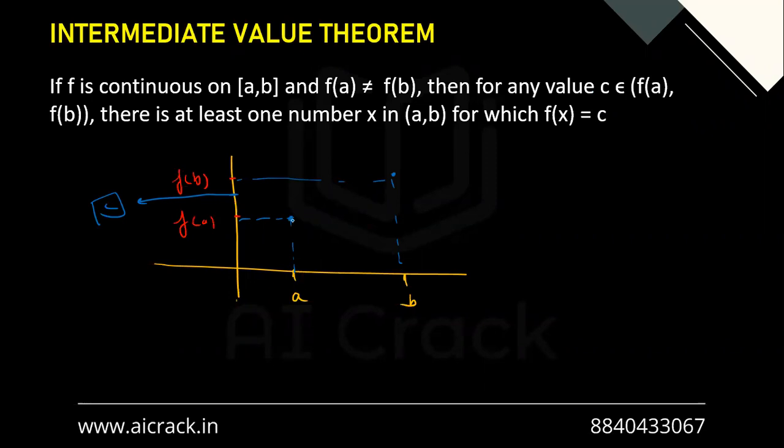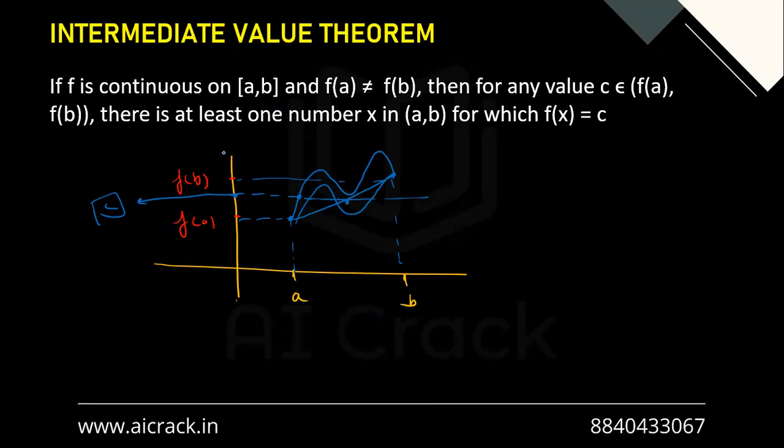Now how to prove it? We know that f is continuous, so basically we don't have to lift our pen. It can be in this manner or it can be a simple straight line. Anything is possible. I can see that for this upper function, it's going to cut over here. For this lower function, it's going to cut over here. And it might even cut at multiple points. Let's say the function is like this. It's cutting at 1, 2, 3 points.